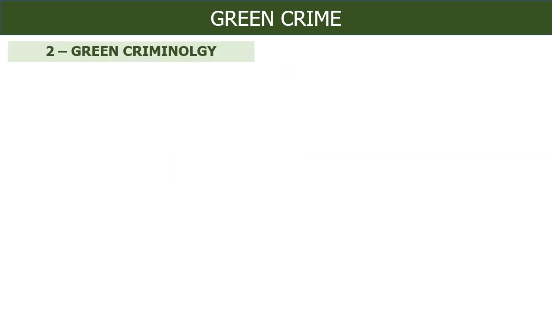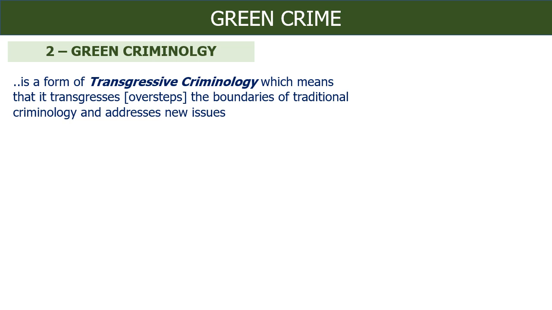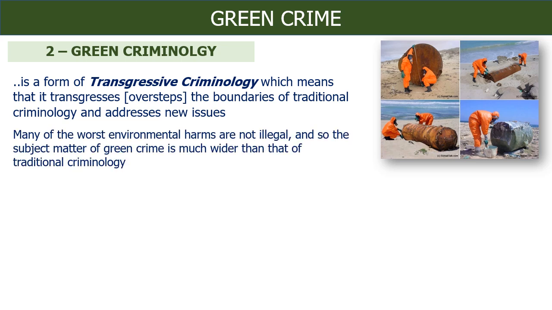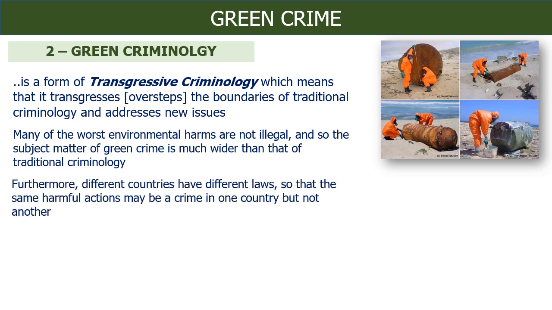And therefore, we have the second answer to that question, which would be the response of green criminology, which would say that green crime, or crimes against the environment, is a form of transgressive criminology, which means that it transgresses or oversteps the boundaries of traditional criminology, and therefore addresses new issues. So we have to adjust our scope of what we consider to be criminology. Many of the worst environmental harms are not necessarily illegal, and so the subject matter of green crime is much wider than that of traditional criminology.